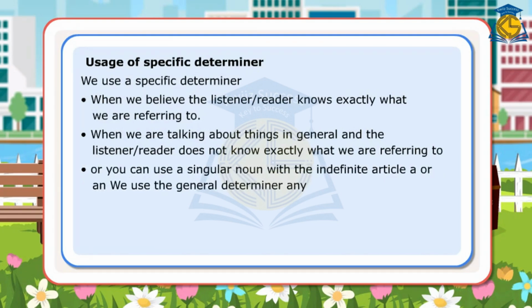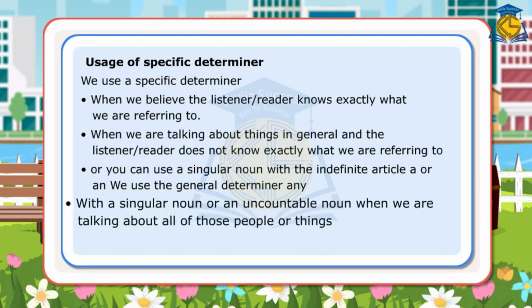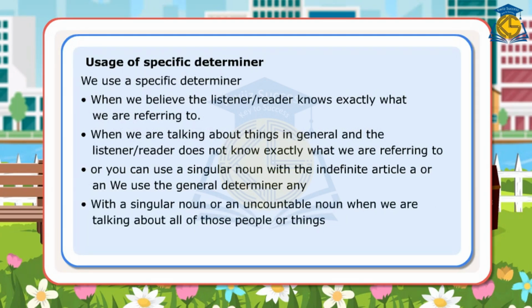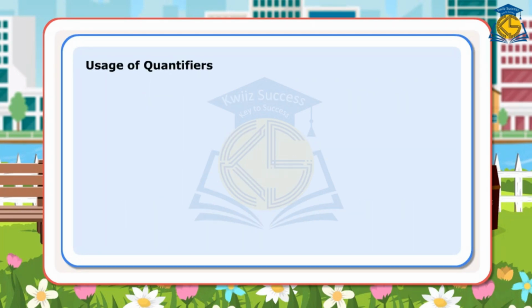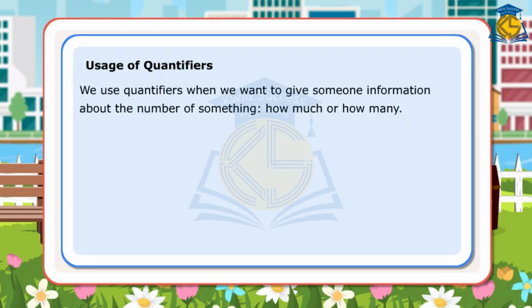we can use a plural noun on its own, or you can use a singular noun with the indefinite article a or an. We use the general determiner any with a singular noun or an uncountable noun when we are talking about all of those people or things. Another, to talk about an additional person or thing. Usage of quantifiers. We use quantifiers when we want to give someone information about the number of something, how much or how many.